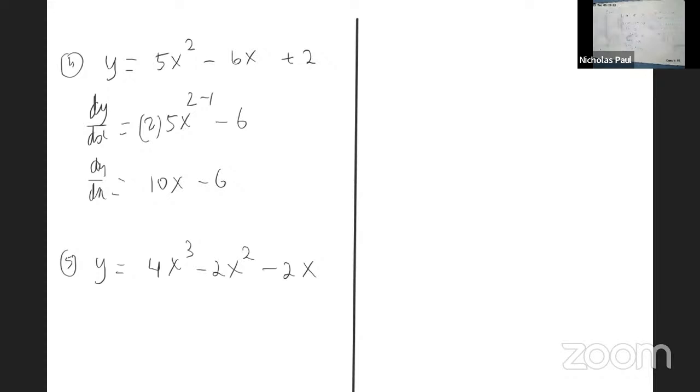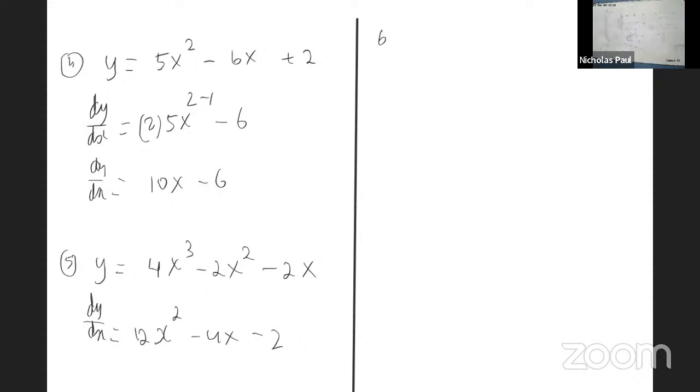Right, so you should get dy/dx is 3 times 4, that's 12, minus 1 from the power, that's squared, minus, bring down the 2, 2 times minus 2 is minus 4, minus 2. You got that?